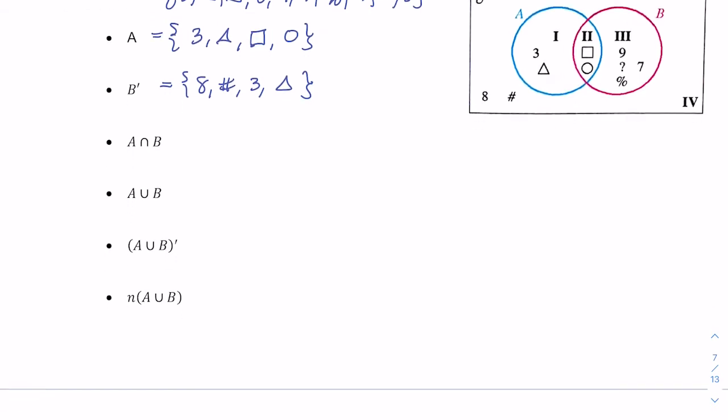Now I'm looking for A and B. So remember, A and B, and is intersection. So that would be region 2. It would be the square and the circle.